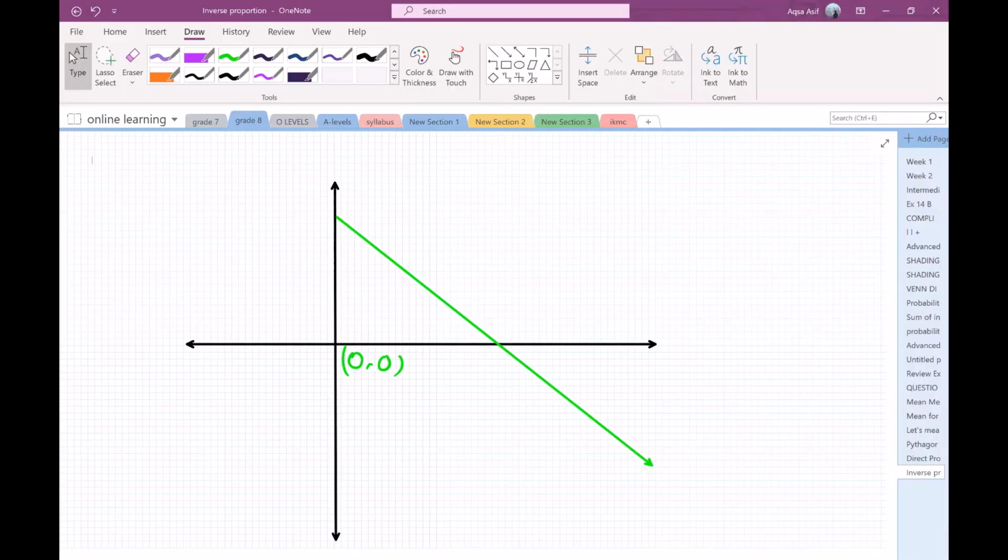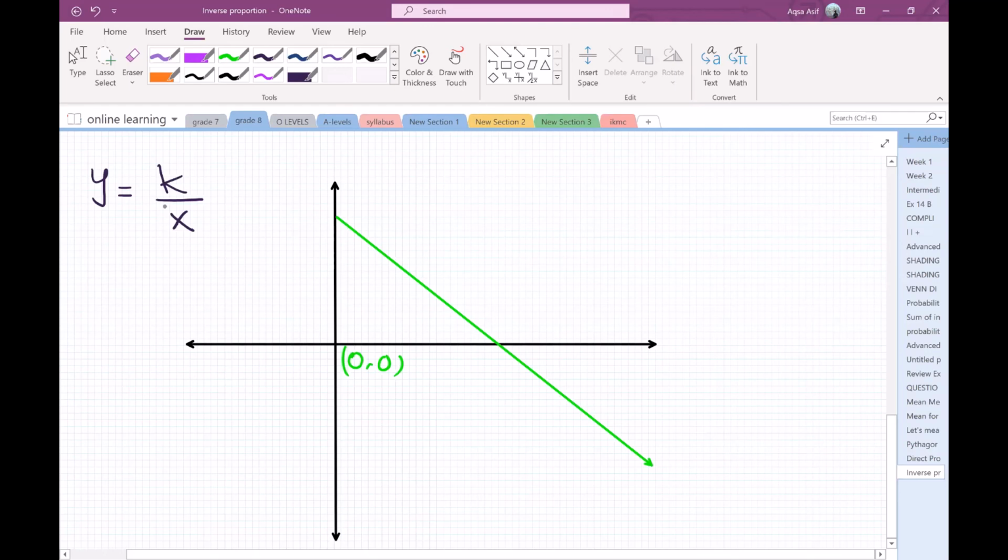Alright, the graph of an inverse proportion will be a line like this, which is sliding downwards. And the equation of an inverse proportion is y is equal to k divided by x, k over x, where k is your constant. So y is equal to 5 over x, y is equal to 3 over x can be good examples of inverse relations.